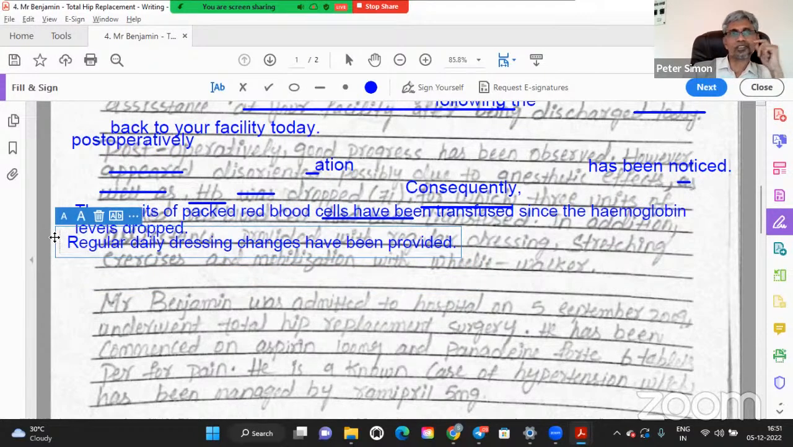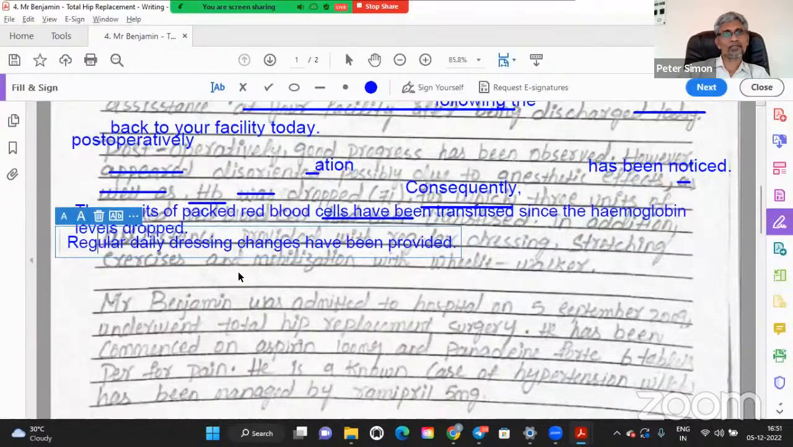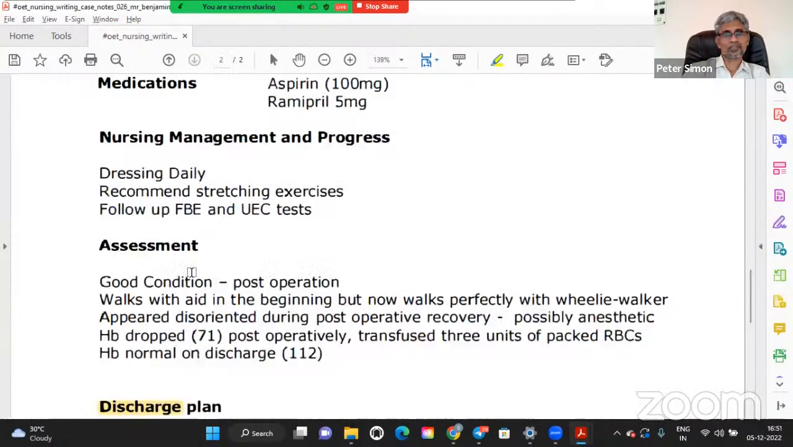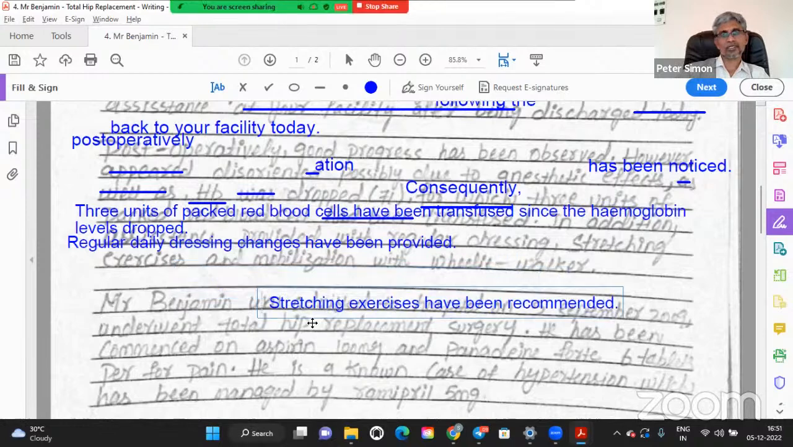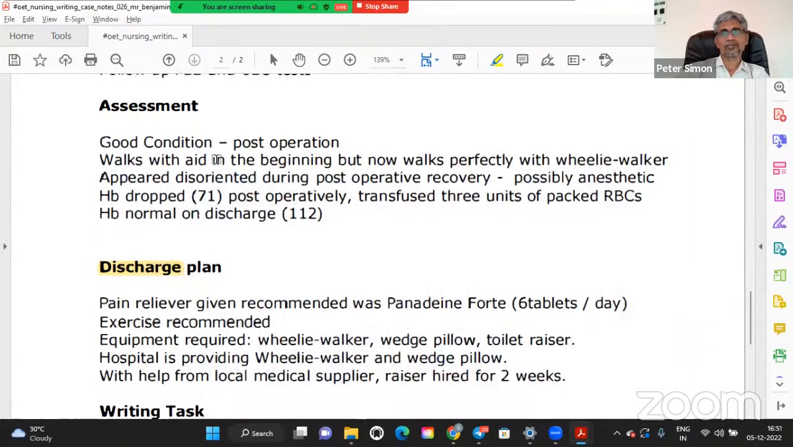Then, stretching exercises have been recommended. Okay, then next one is mobilization. Willy Walker walks with aid in the beginning, but now walks perfectly with Willy Walker.